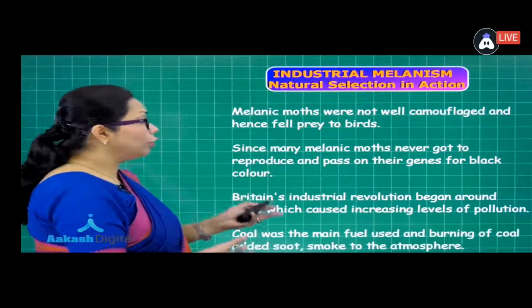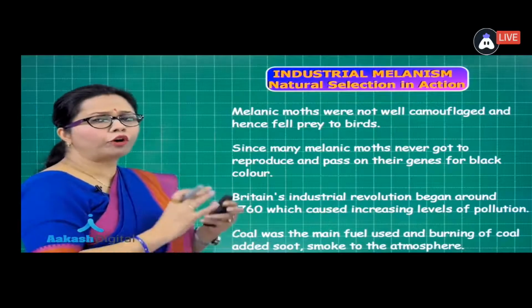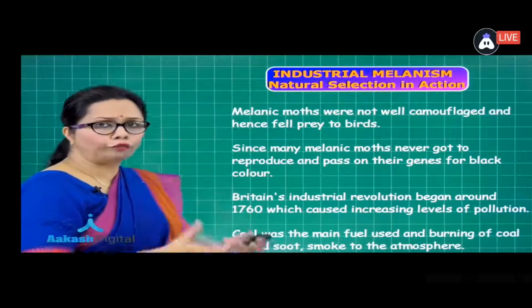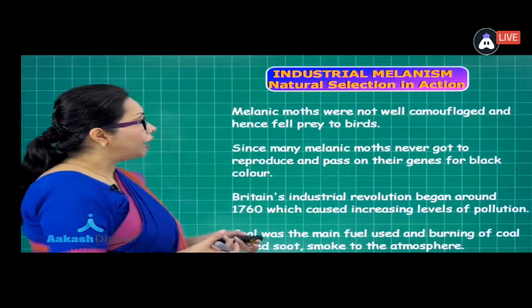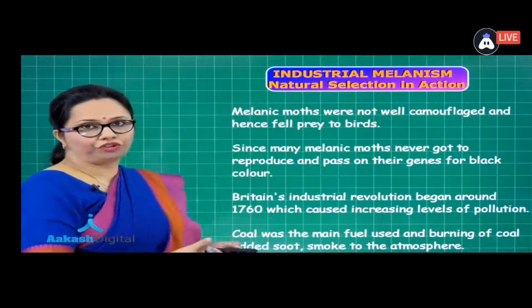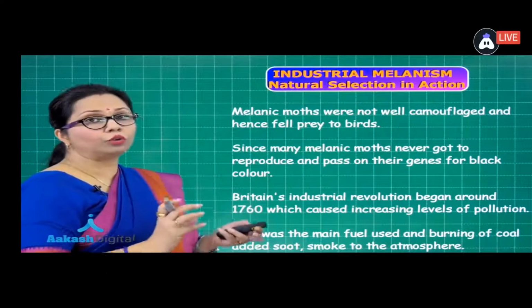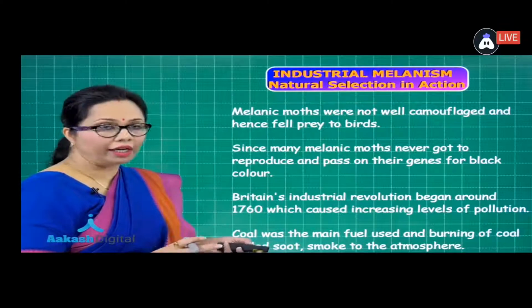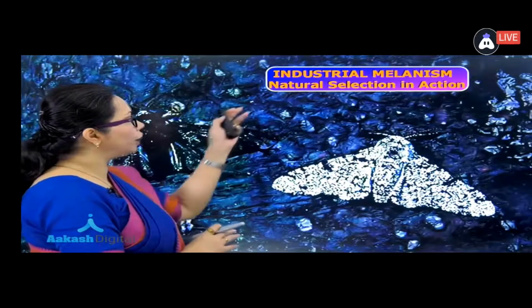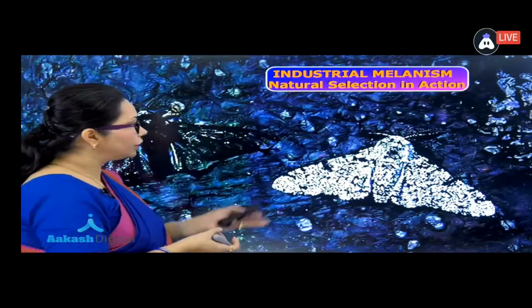Now during this time, coal was the main fuel used, and an excessive number of factories had come up. A lot of coal was being burnt, and the levels of pollution became very, very high. Now the total scenario changed. If you remember, lichens are also pollution indicators. So when pollution levels are high, the lichens die, and the tree bark got totally covered with soot, the black colored substance that comes out when we burn coal, that settled over the trees.